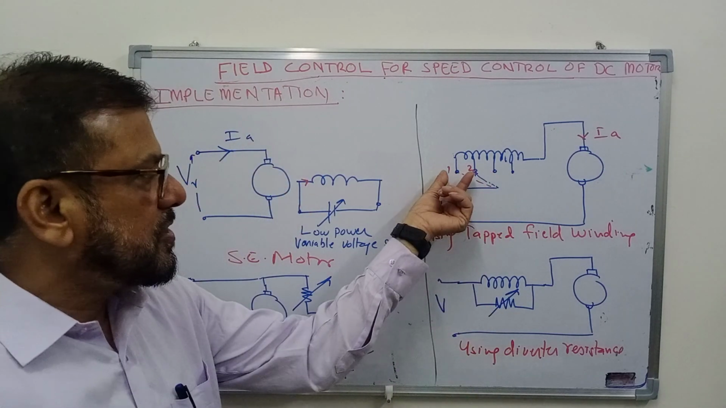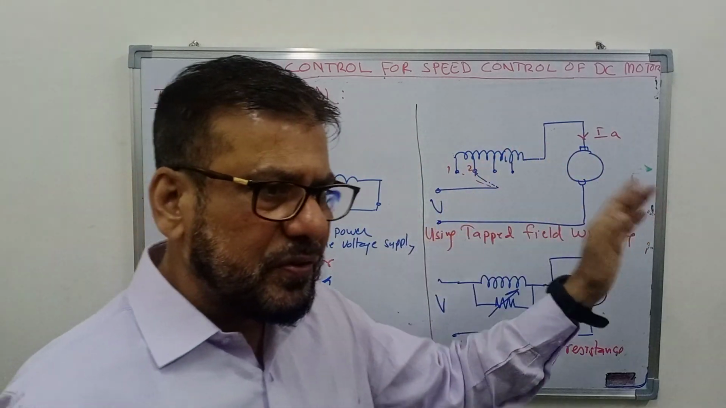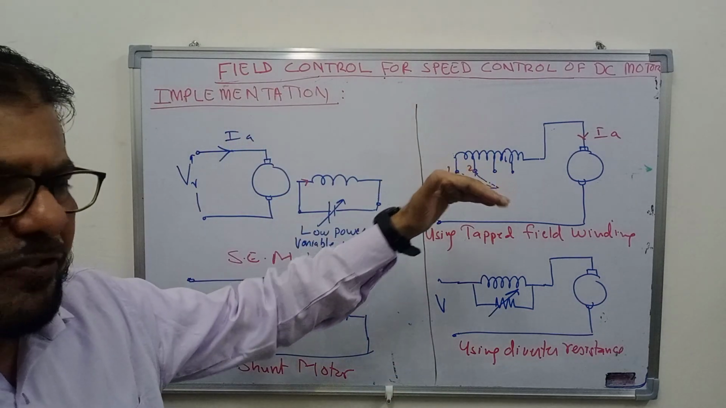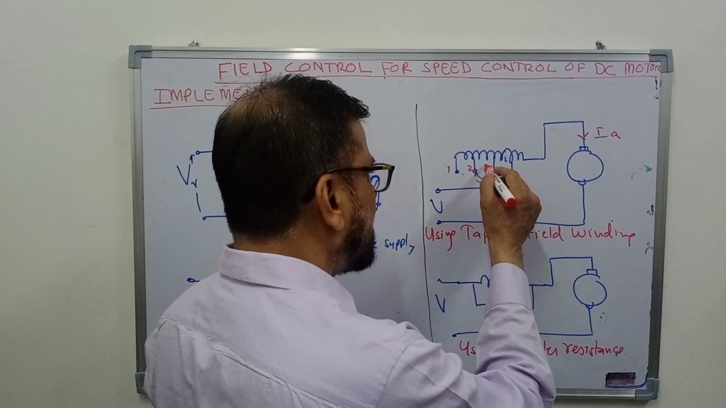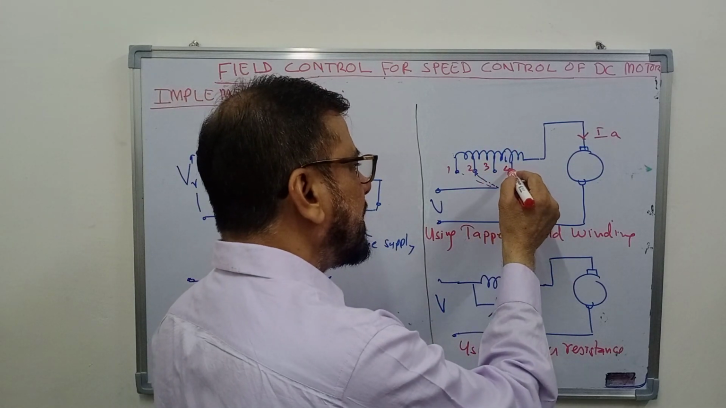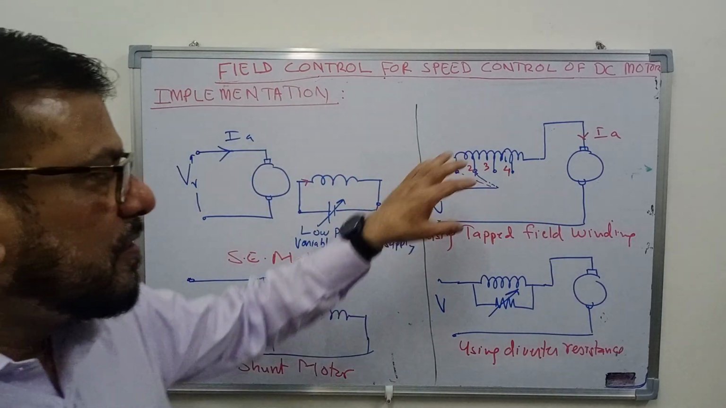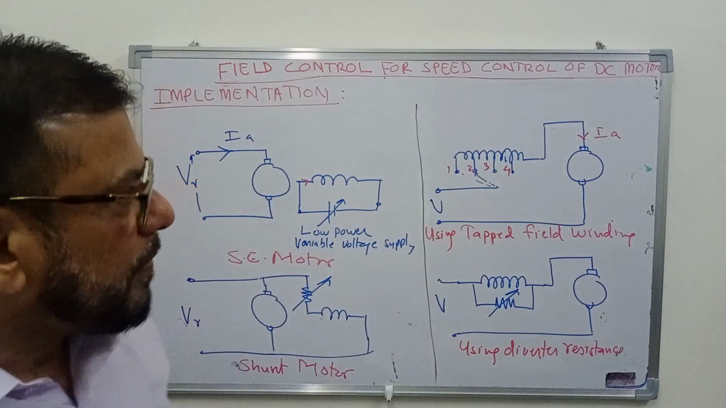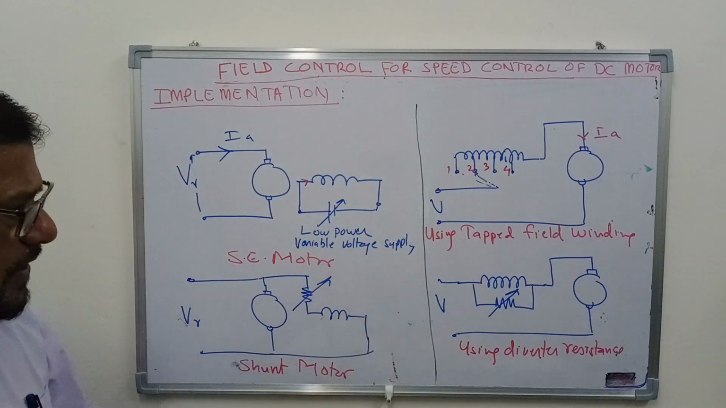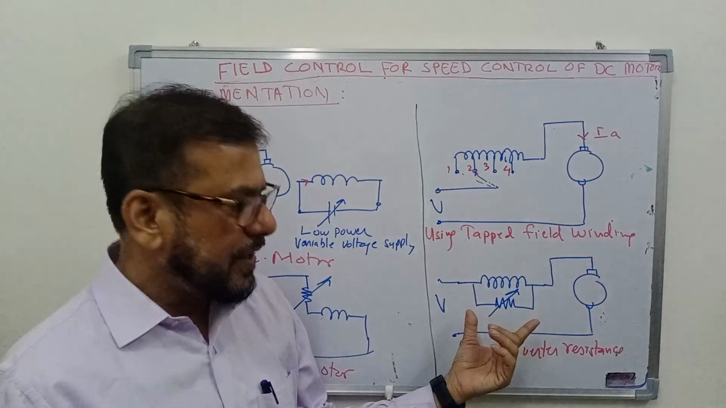then what will happen? This much number of turns will be out of circuit. For the same current, the number of turns are reduced, Ia into N will be lower, and that will cause a decrease in the flux. Further change to position 3 will further lower the flux, and further change in the tapping here will further lower the flux. So in that way you can change the flux produced by the field winding, and hence you can change the speed of the motor.